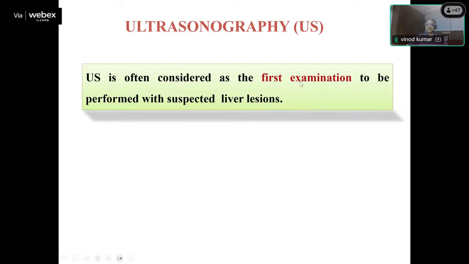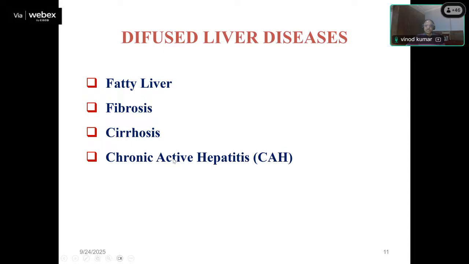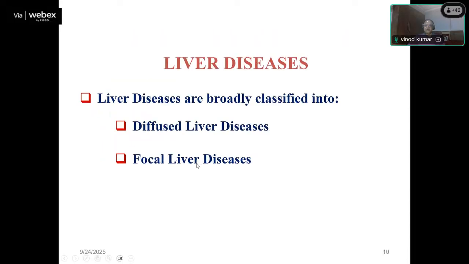Ultrasound has been considered as the first examination to be performed with suspected liver lesions. There are two types of liver diseases. One is diffused. Diffused means it is spread over the whole surface of the liver. It is not localized, it is spread over the whole liver surface. Another one is focal liver disease. Focal liver disease is only concentrated in a smaller portion of the liver. It is localized, whereas diffused is throughout the liver.